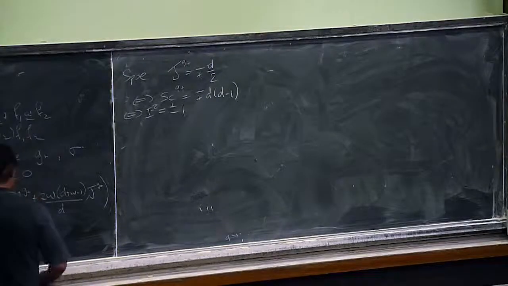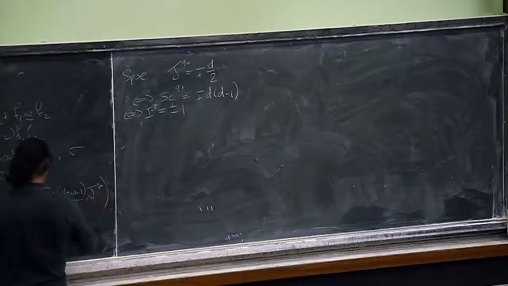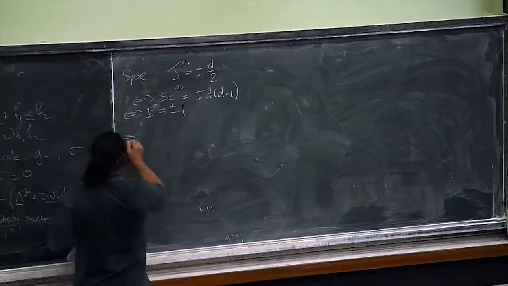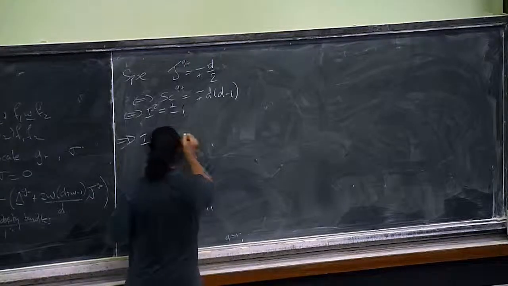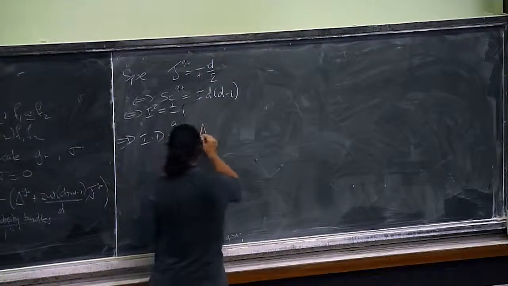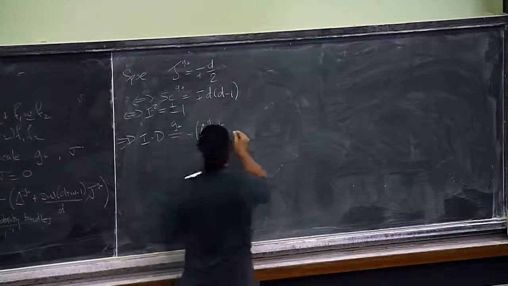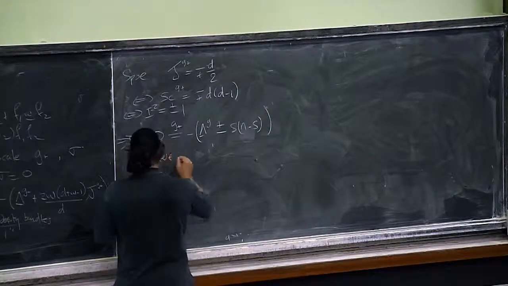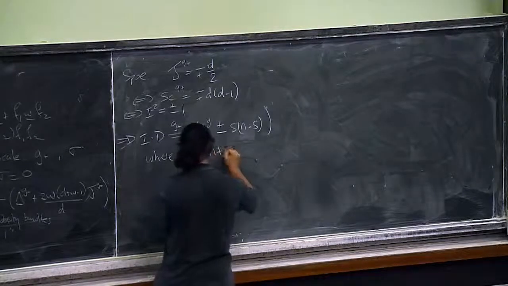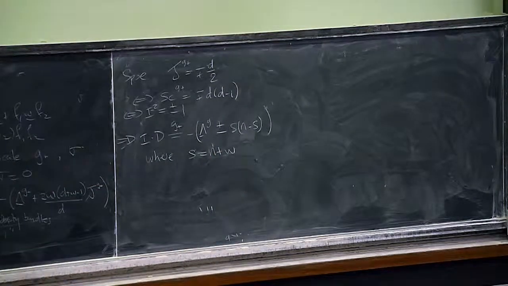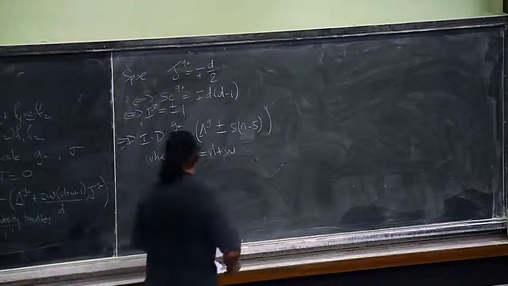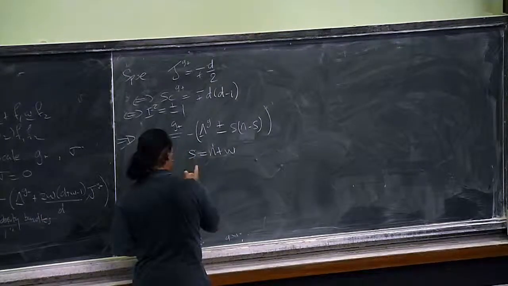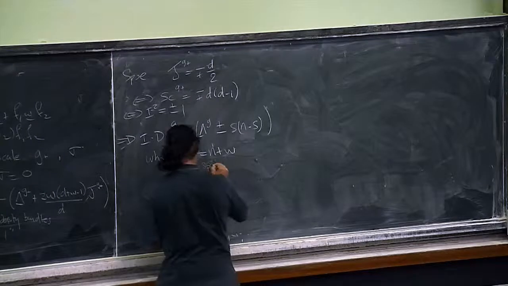Okay, but then we've got that this is minus or plus d on 2, so that d on 2 is going to go. And so what you get is that I dot D is equal, in g plus, to minus Laplacian g plus or minus s times n minus s, where I've made a change: s is equal to n plus w. Sometimes this is called the spectral parameter.